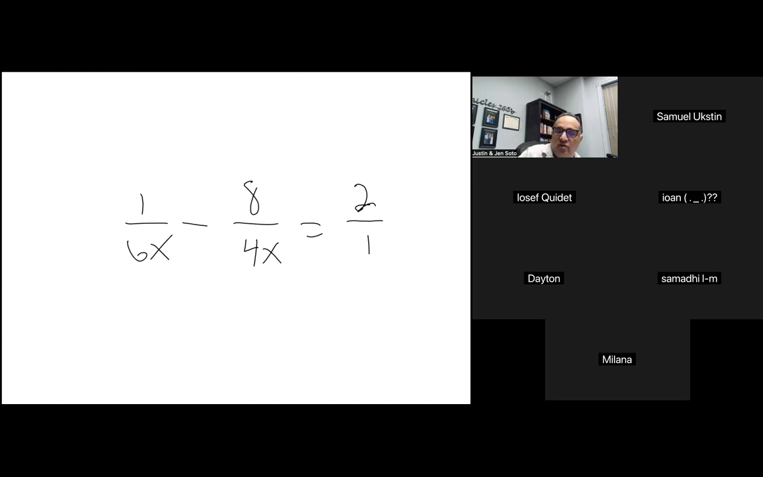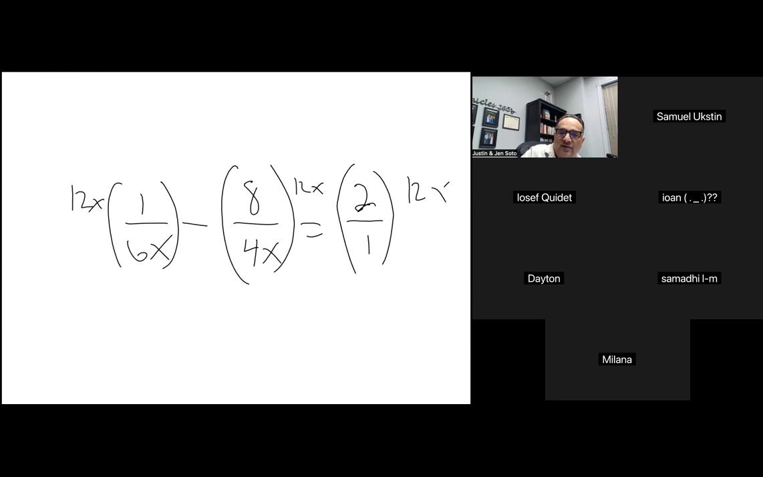Okay, let me start doing this. So it's 12x. So I'm going to parenthesis this, 12x, parenthesis this, 12x, parenthesis this, 12x. Okay, x's cancel out. This becomes 1. This becomes 2. 2 times 1 is 2. Minus, x's cancel out. 4 goes into 12 3 times. This becomes 1. Every time I do this, what I'm doing is I'm actually getting rid of the x in the denominator. 8 times 3 is 24.